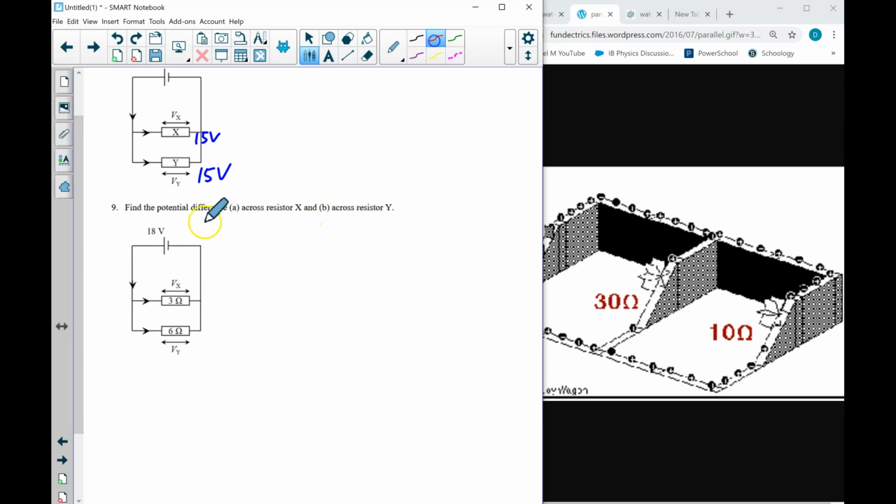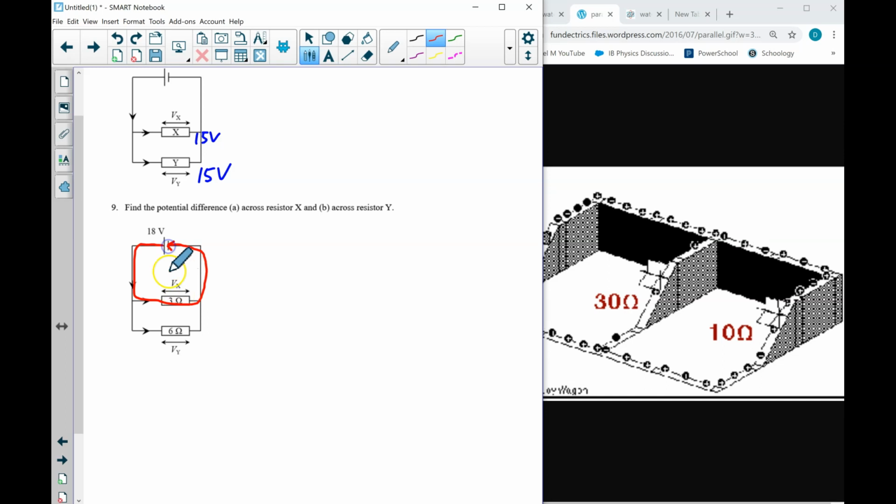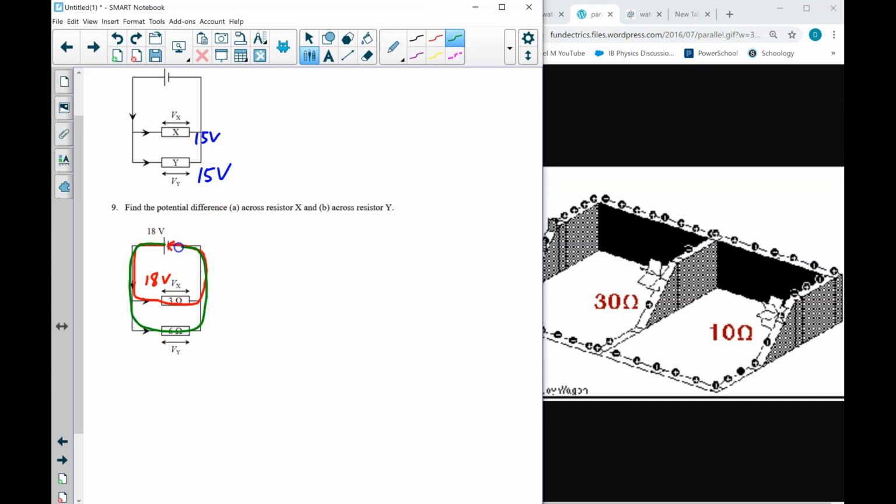Okay, number 9. The battery gives 18 volts. You know how to work this now. You draw a loop like this. Charges on that loop have to lose their 18 volts on this resistor. So that's our answer. And then if we consider the other path that different charges would follow, they have to lose their 18 volts right here. And it doesn't matter that this is a higher resistance than this. All that means is that more current will flow this way, and less current does the green path.